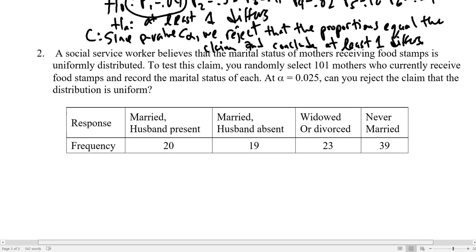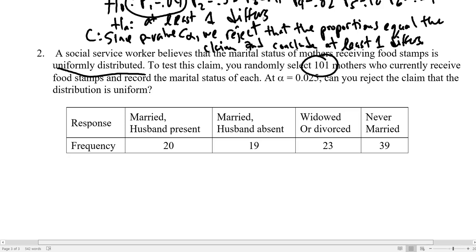And last but not least, a social service worker believes the marital status of mothers receiving food stamps is uniformly distributed. That's important. So equally, right? Test this claim. You randomly select 101 mothers, of course, an odd number of mothers who currently receive food stamps, and record the marital status of each at an alpha of 0.0025. Can you reject the claim that distribution is uniform?